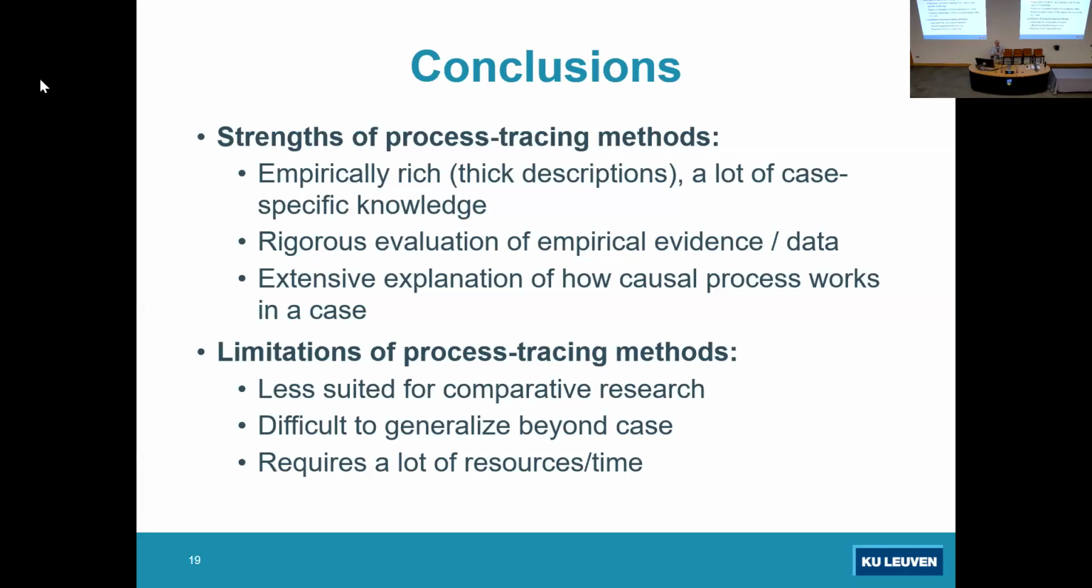So, conclusions. What are the strengths of the process tracing method? It is empirically very rich because you use very thick descriptions. You have a lot of case-specific knowledge that you can use to support or not the causal claims that you make in the mechanism that you have developed. What I think is the biggest added value is this very rigorous evaluation of the data that you use. The theoretical evaluation, the empirical evaluation, and the method really forces you to critically look at the information, the data, the sources that you use through these different steps that you need to apply.